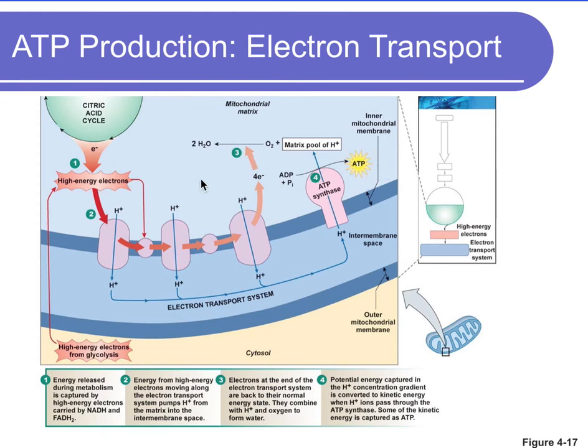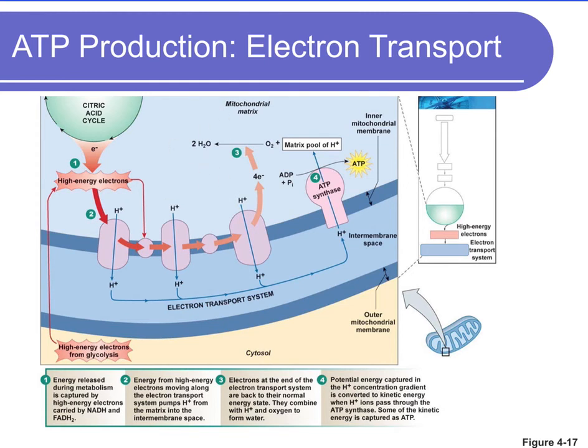Now, one other thing I want to point out is when those high energy electrons, NADH and FADH2, go through the electron transport chain, you end up with a low energy electron. We want to get rid of this, and we do that by combining it with oxygen to create water. So during ATP production, we actually create water.